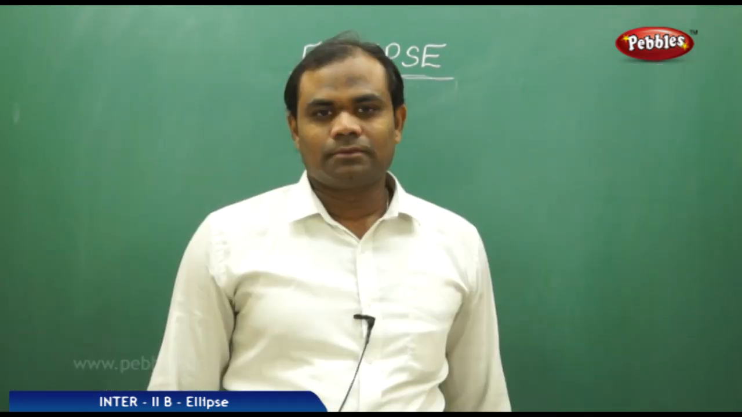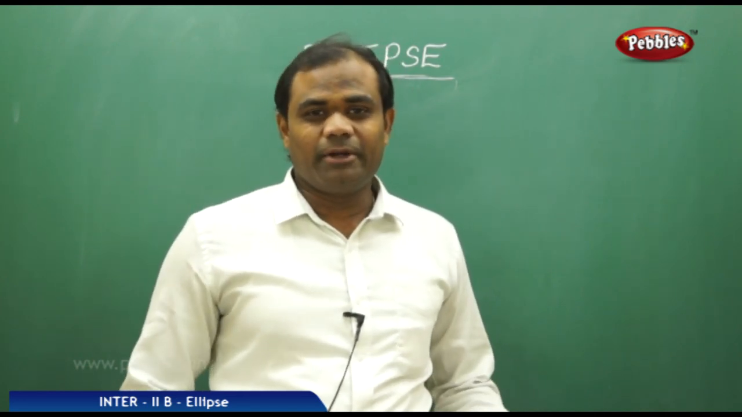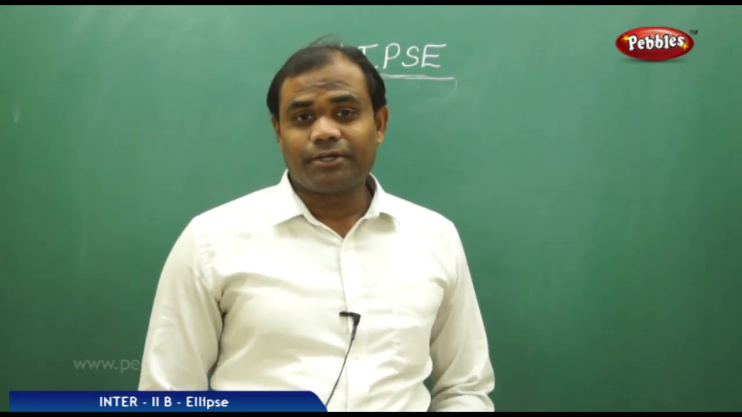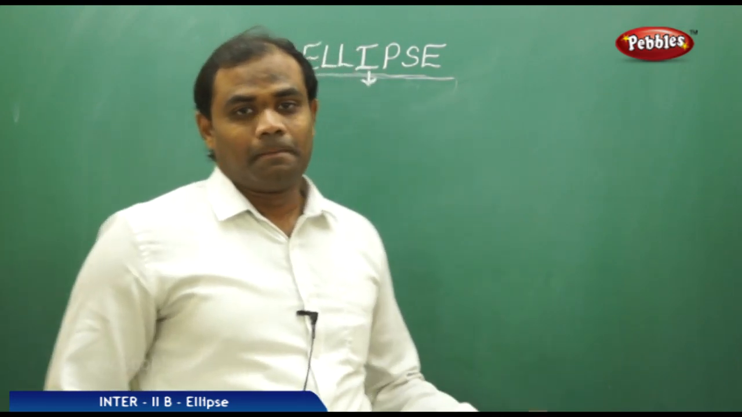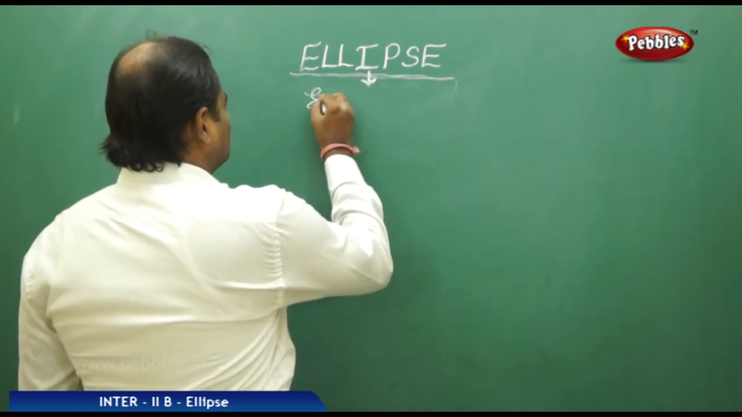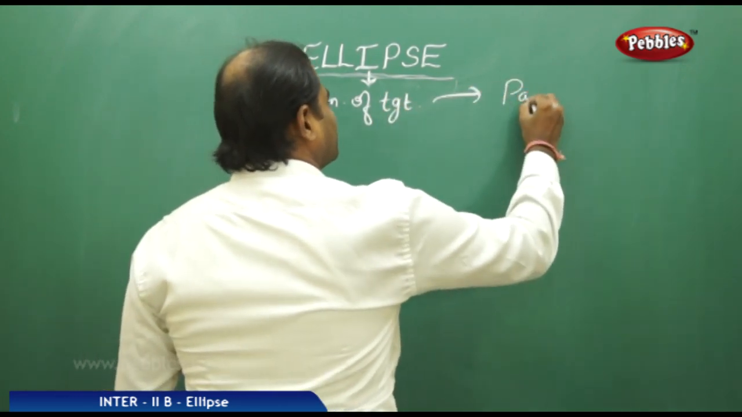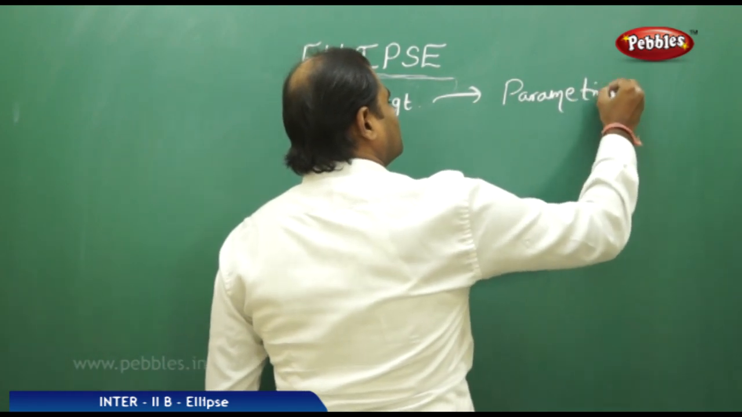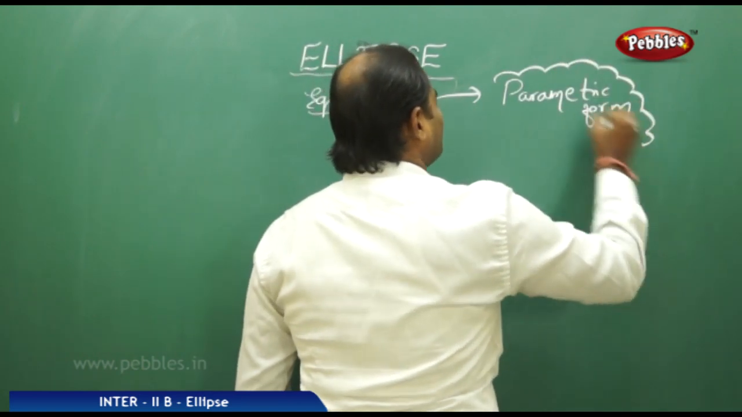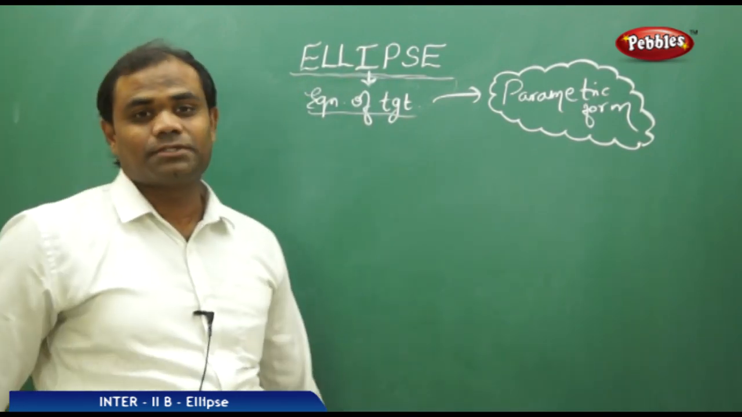Now let's see the equation of tangent in parametric form. Now that we have discussed parametric equations of the ellipse, or the parametric point on the ellipse, let's connect the equation of tangent with the parametric point. So let's see how we can find the equation of tangent in parametric form.